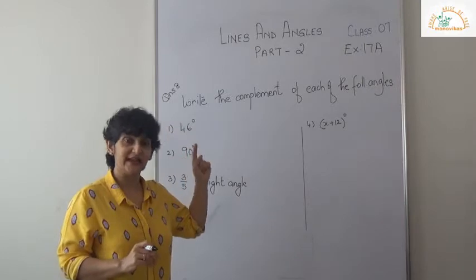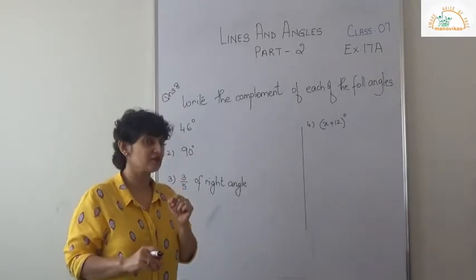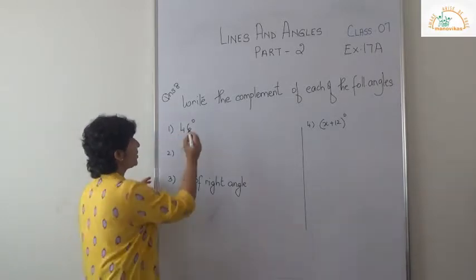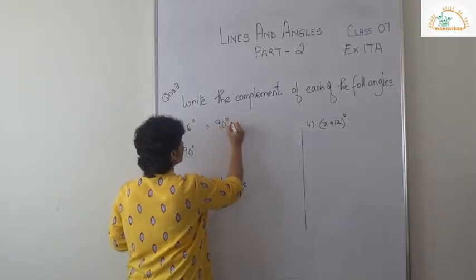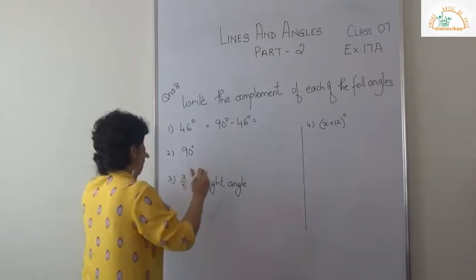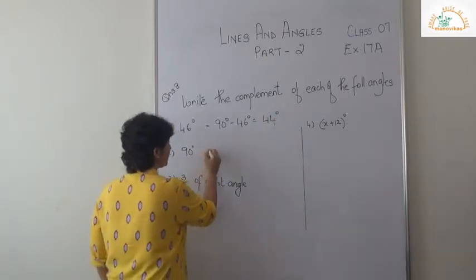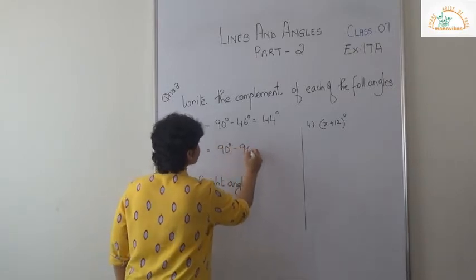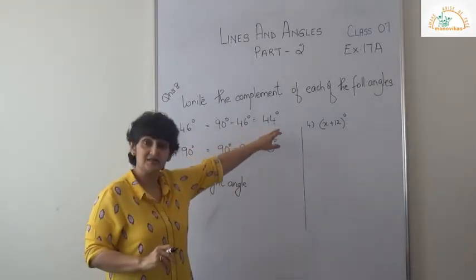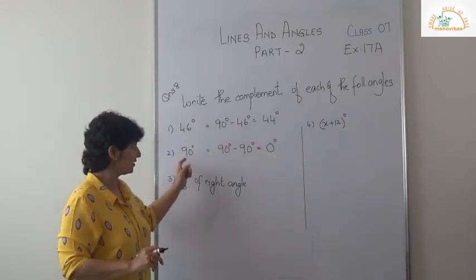Okay, now children, question 8 from your exercise 17a. Write the complement of each of the following angles. Now you have understood how to find the complement. So how do you find out the complement of 46 degrees? All you need to do is 90 degrees minus 46 degrees. So when you subtract 90 minus 46, what do you get, children? You will get 44 degrees. Clear? So similarly here, you will do 90 minus 90, so that will give you 0 degrees. So complement of 46 degrees is 44, because when I add 46 plus 44, I will get 90. So here it is 0.